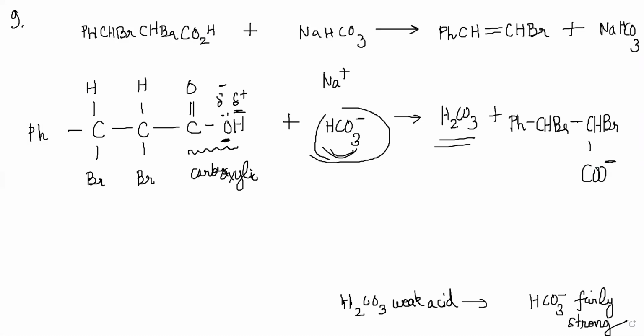Correct. So we have to somehow lose CO2 and one Br. How will we lose CO2? Br minus will come out, obviously, right? One Br minus has to come out, right? Okay.